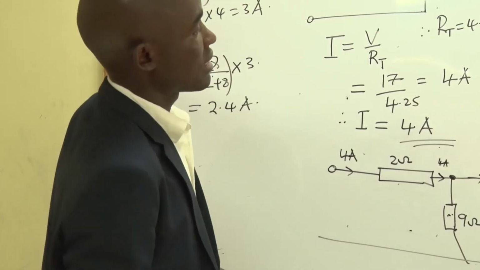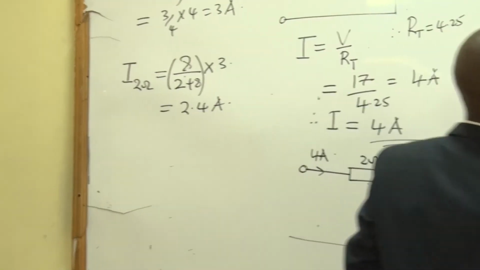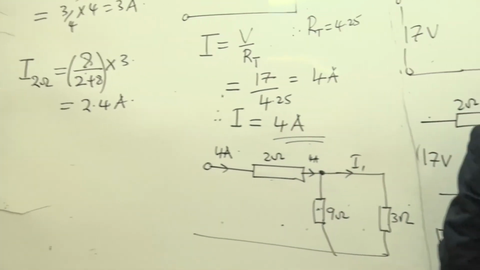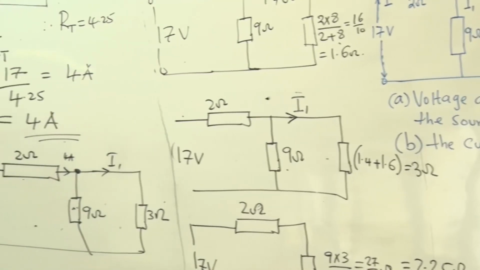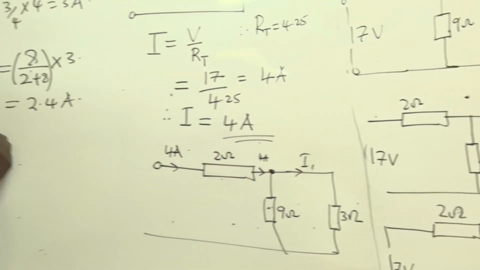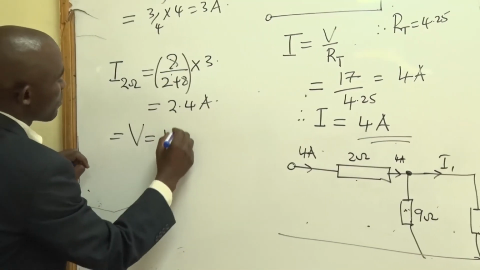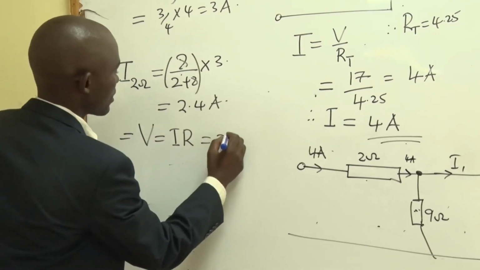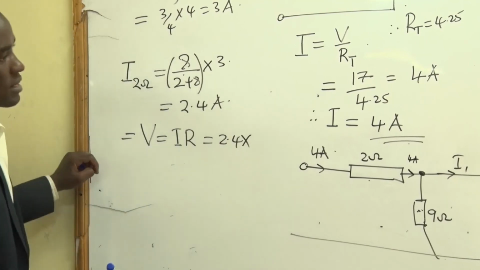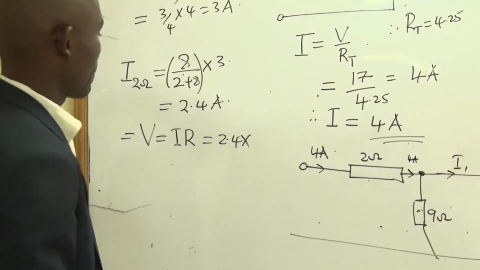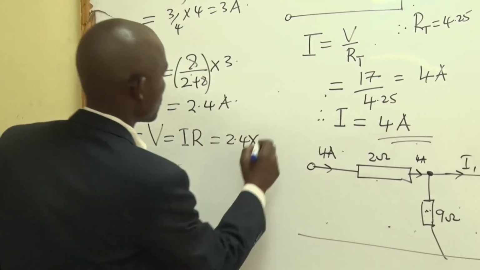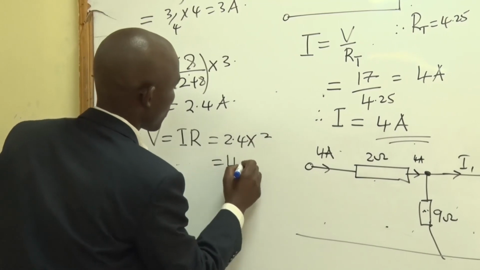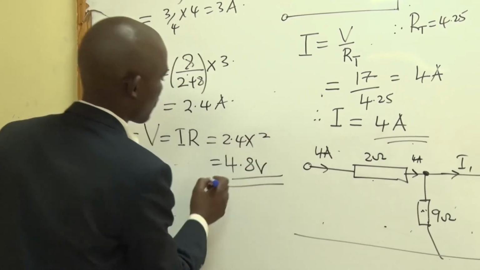So if you want to get the voltage drop across this particular resistor, you will say the voltage drop is equal to I multiplied by R. This will be equal to 2.4 times the resistance, which is 2. So the voltage drop across that particular point is 4.8 volts.